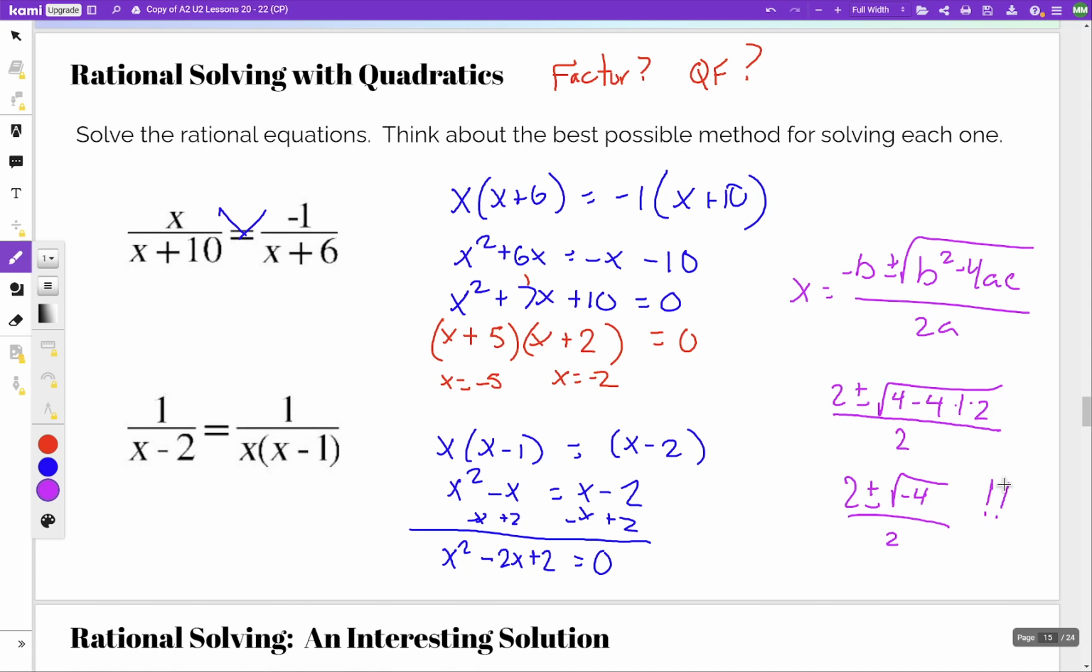Not 1, 2, maybe -2. No, not -2. Yeah, so it doesn't look like there's one that works. I'm trying to just think, but looks like we did fine here. We got x squared, we got a minus x. All that works. We added 2 to both sides. We subtracted x. Okay, looks like we're good. This one has no solution.